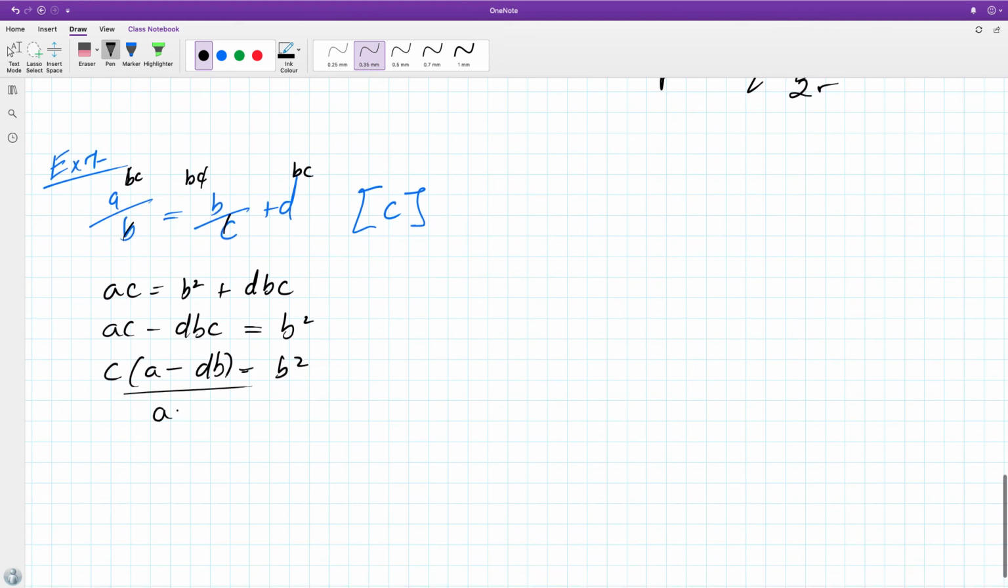Divide across by A minus DB. A minus DB, they knock. C is equal to B squared over A minus DB. Is that alright? Good stuff.